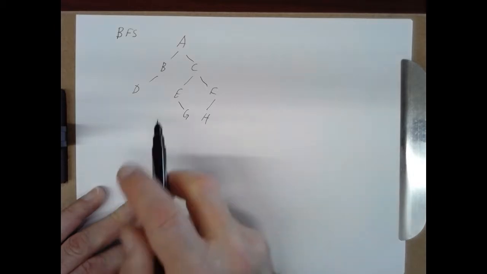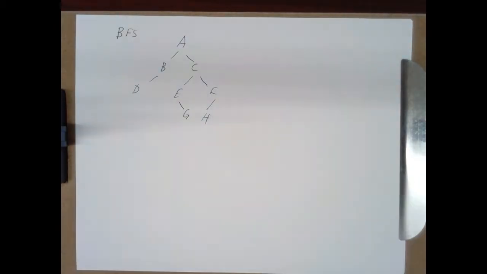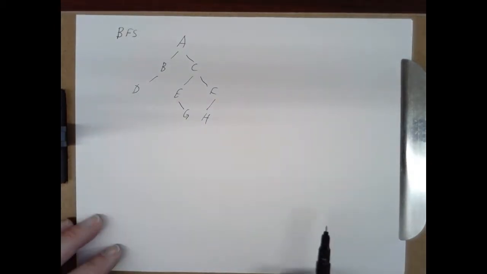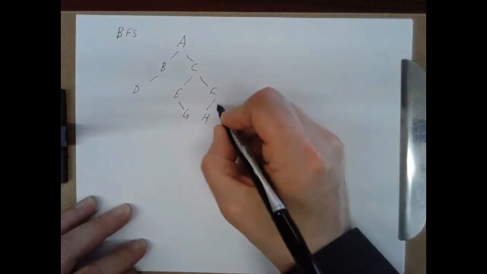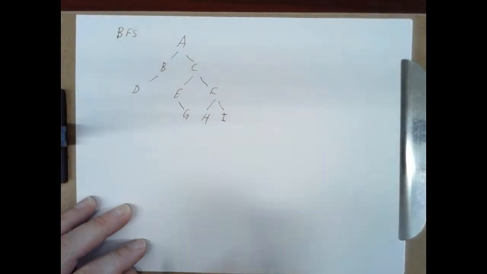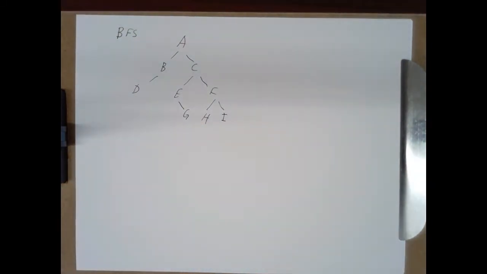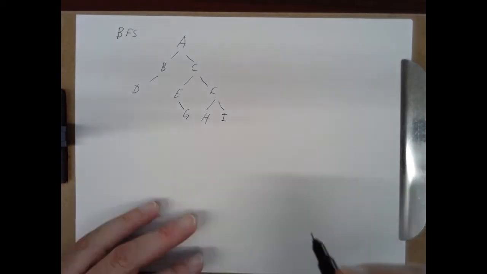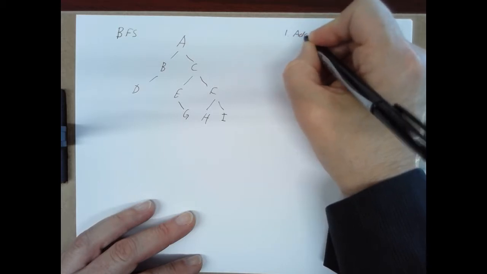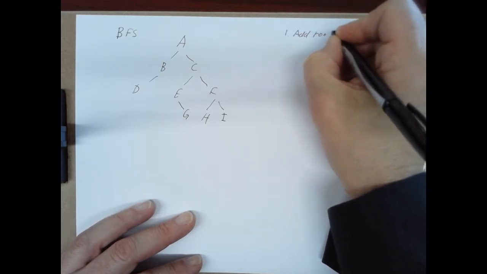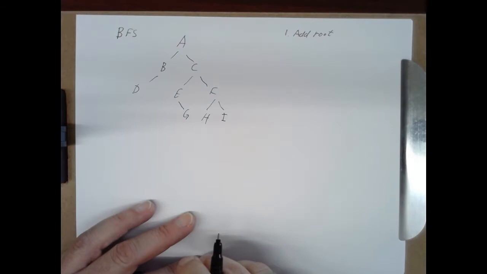The problem is at each level, we potentially have twice as many children that we need to print out, and the number of things we need to remember is growing. Let's add one more child over here to make it more interesting. So here's an algorithm for doing breadth first traversal with a queue. Step one, add the root. Insert the root into your queue.